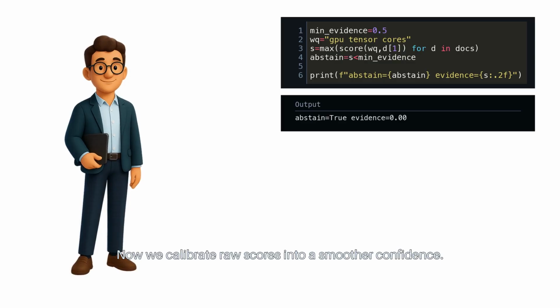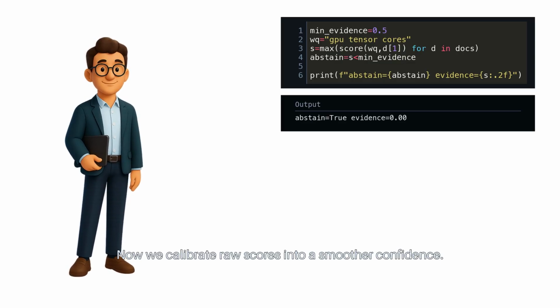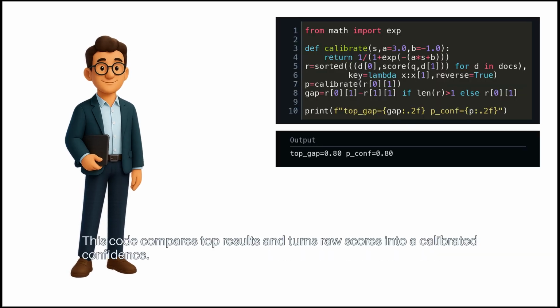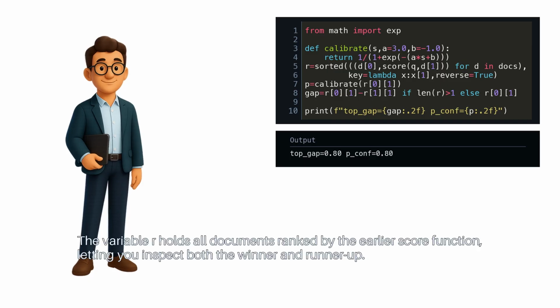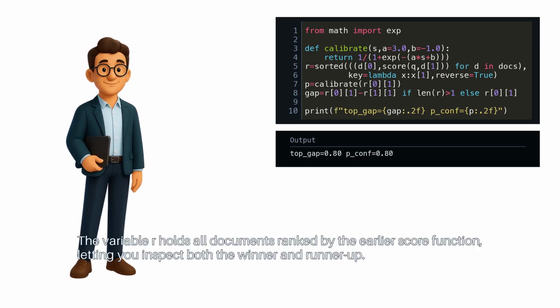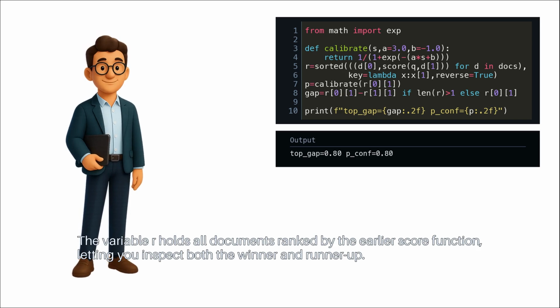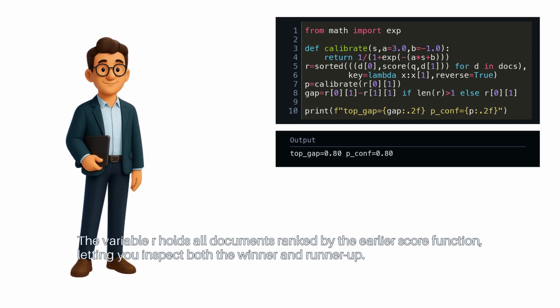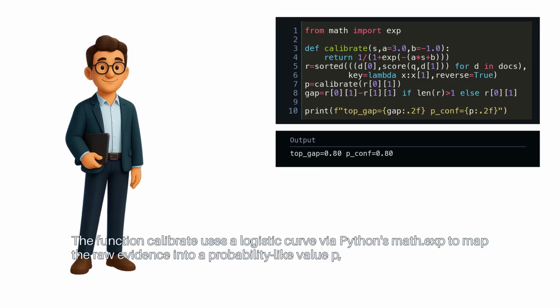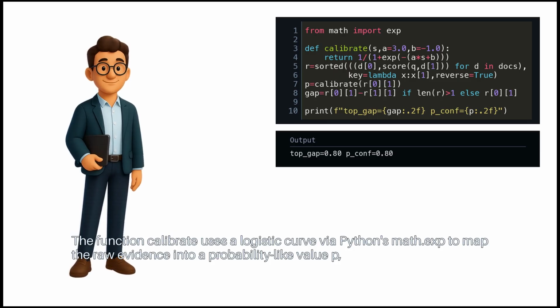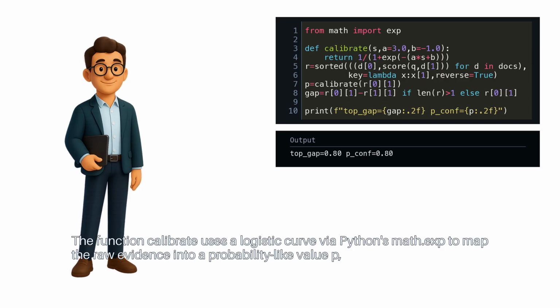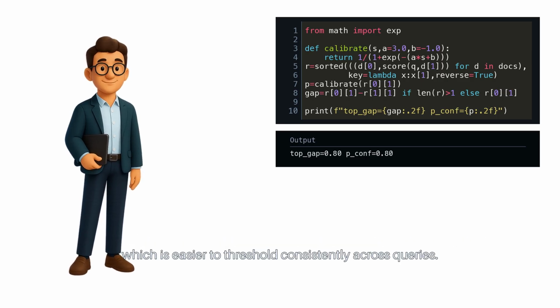Now, we calibrate raw scores into a smoother confidence. This code compares top results and turns raw scores into a calibrated confidence. The variable R holds all documents ranked by the earlier score function, letting you inspect both the winner and runner-up. The function calibrate uses a logistic curve via Python's math.exp to map the raw evidence into a probability-like value P, which is easier to threshold consistently across queries.